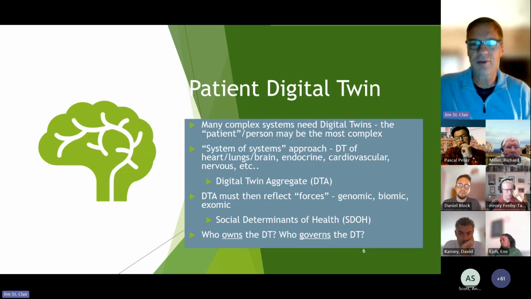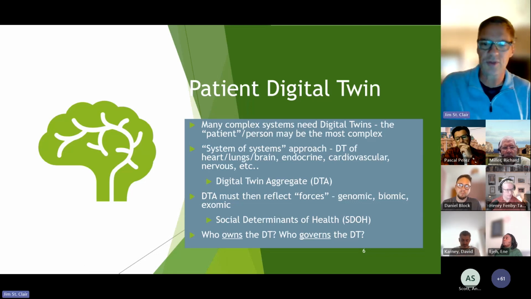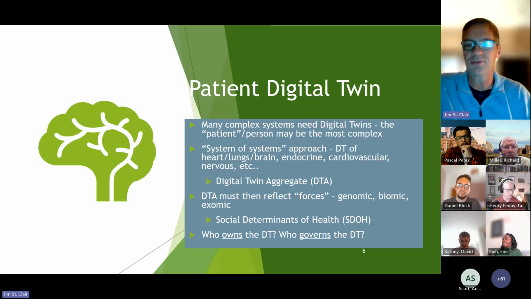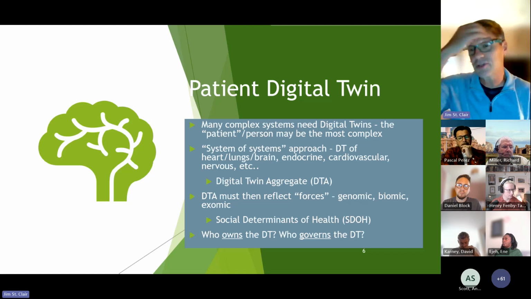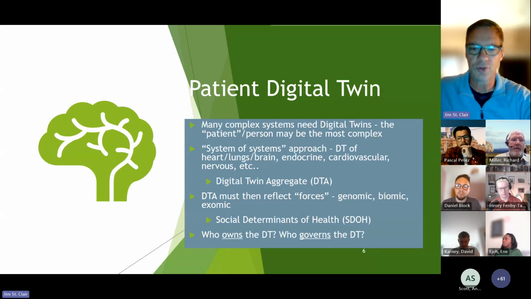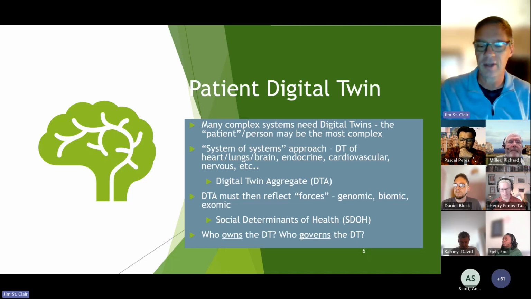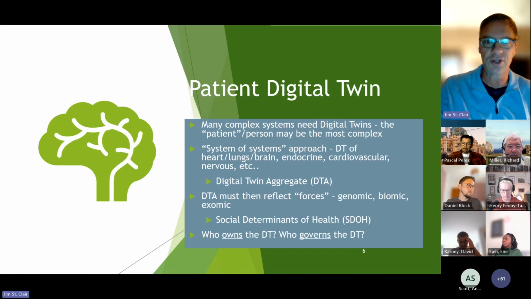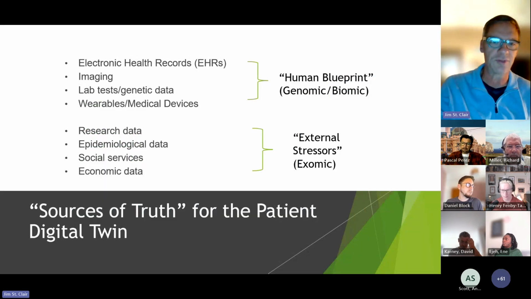So just a bit of a common discussion about this idea of a patient digital twin, which we see as the next frontier. There are many complex systems that are involved for digital twins and representing patients and persons. There's a system approach where perhaps your digital twin includes multiple digital twins, and they talk about this a bit in the Virtual You book, which we call a digital twin aggregate. That also reflects other forces that we consider genomic, exomic, biomic, and social determinants of health. And who owns the digital twin and who governs the digital twin helps address its makeup.